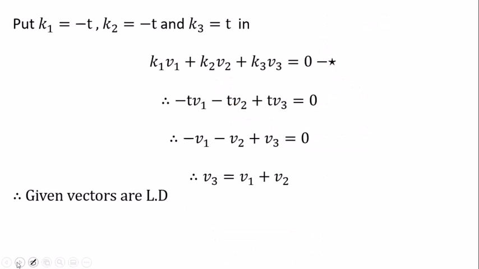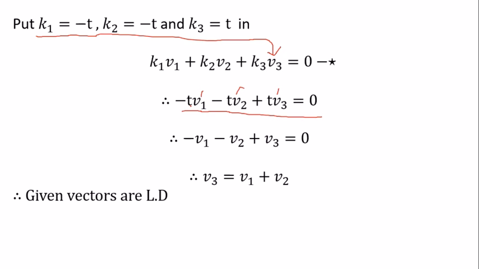Now after this, let us find out the relation. To get the relation, what we'll do, we'll put this k1, k2, k3 in our star equation. That is, this is our star equation. We'll put the values of k1, k2, k3 in terms of t here. So if you put the values, what we'll get: minus t times v1 minus t v2 plus t v3 equal to 0. But you have to find out the relation between v1, v2 and v3.